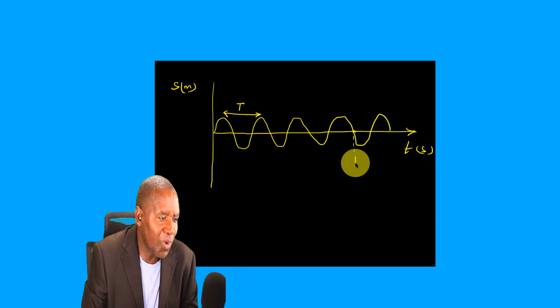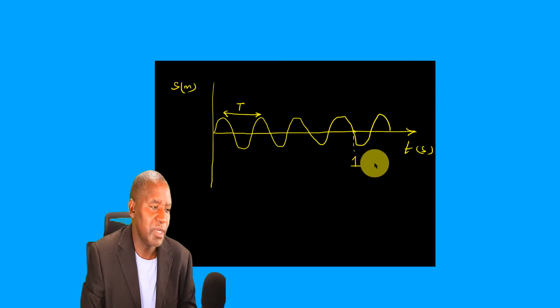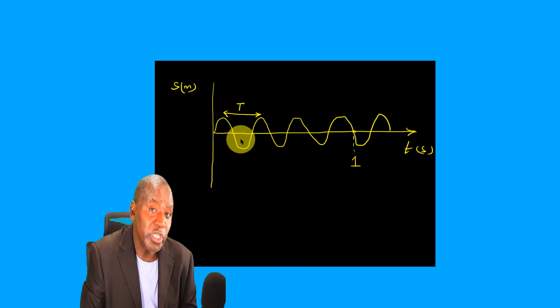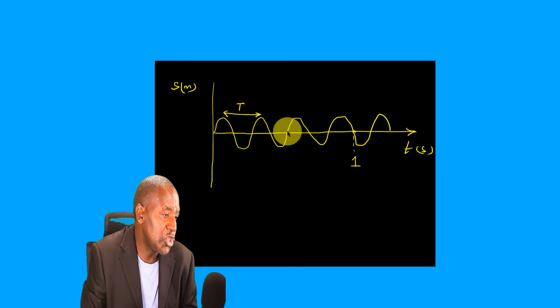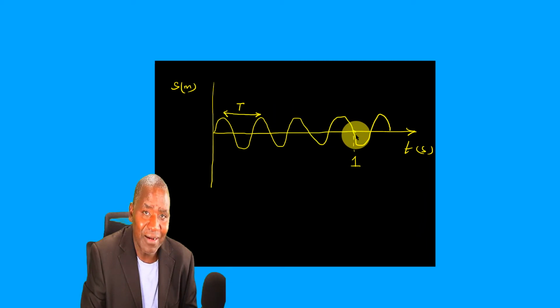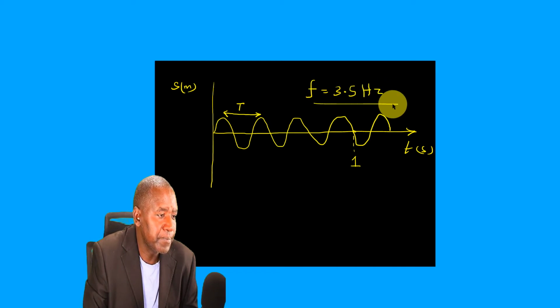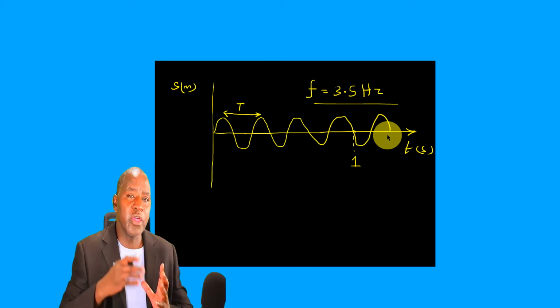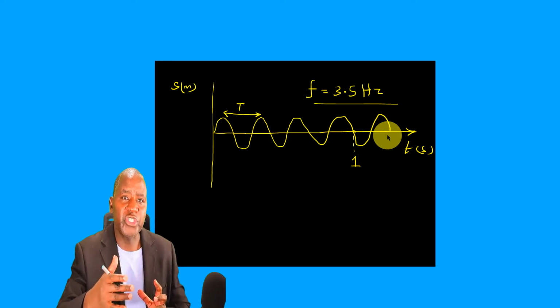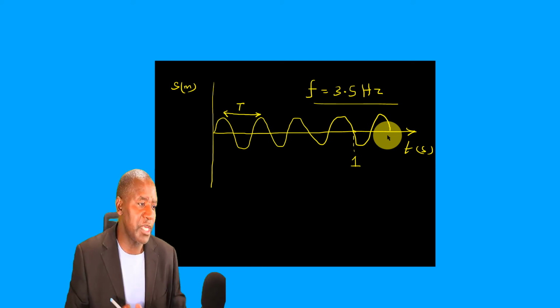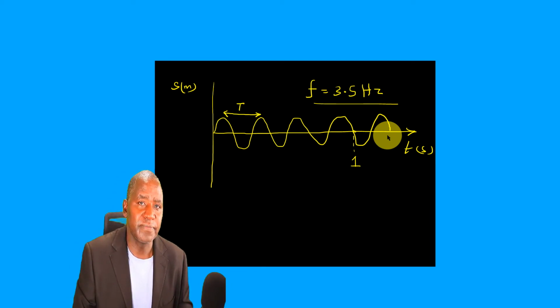And let's assume that maybe this is 1, 2, 3, and then somewhere here. Let's assume that this is 1 second. From here to here, it's 1 second. Let's count the number of oscillations that have been made in 1 second. So it will be 1, 2, 3 and a half. So the frequency definitely is 3.5 Hz. So this wave makes 3.5 oscillations in 1 second. So the frequency is 3.5 Hz.